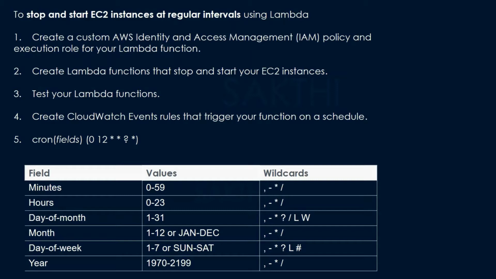The next thing is you need to create CloudWatch events which will trigger this function on a schedule. It can be like a cron job. These are the cron fields, and I will provide you the proper link to view the full information about cron. The first field is the minutes, the next is hours, the next one is day of the month, like a date, and next is month, day of the week, and a year. Now I will show you a simple demo of how to do this.